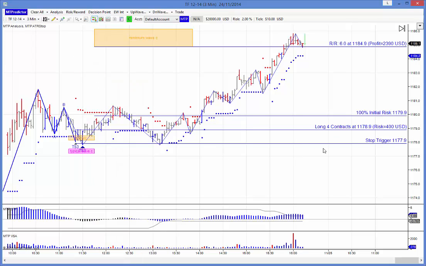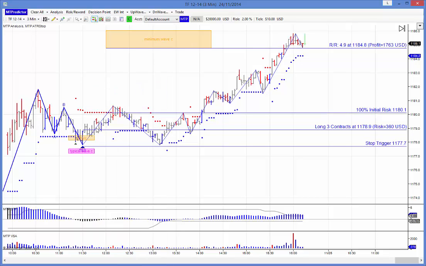Remember, we use correct position sizing to keep our initial risk small and under control. The next trade setup came in here, and as we can see it wasn't stopped out, almost, but not quite. Eventually it would have gone to the first target there for a profit of 4.9, or almost 5R.